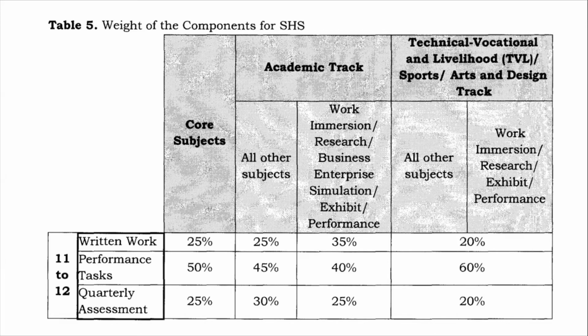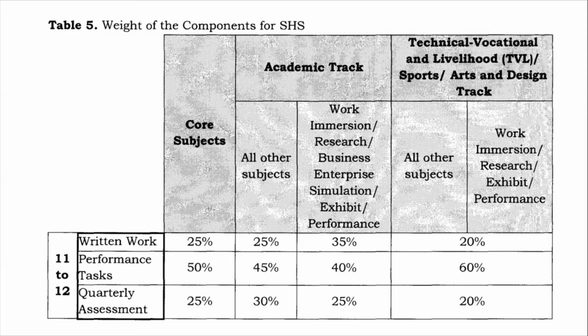So you have core subjects like general mathematics, statistics, and probability. Those are core subjects. So the written work is 25%, the performance task is 50%, and the quarterly assessment is 25%. For other subjects that are considered in the academic track, you have 25% for written work, 45% for performance tasks, and 30% for quarterly assessment. For the research, immersion, and others, written work is 35%, performance tasks is 40%, and the quarterly assessment is 25%.